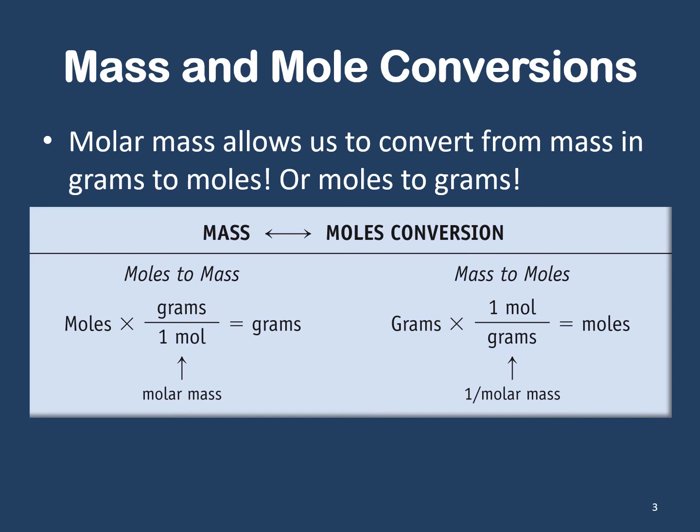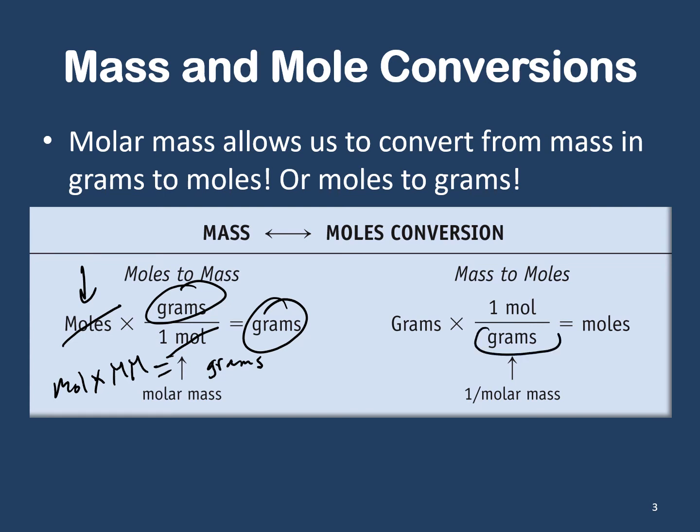Now, how do we do that? If I have moles of a substance and I multiply by molar mass, which is in units of grams over moles, you can see that the moles will cancel. We'll be left with grams. So effectively, I take moles and I multiply by molar mass to get grams. If I have grams and I want moles, then I need to put grams in the denominator, moles in the numerator, which is effectively the inverse of molar mass. In other words, if I take grams and I divide by the molar mass, I'm going to get moles.